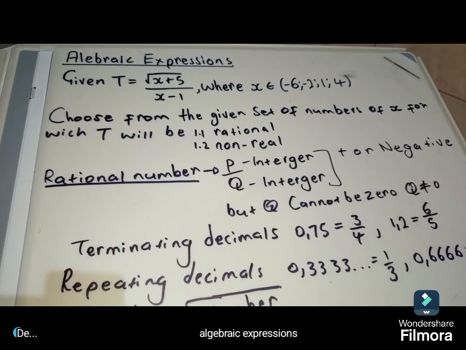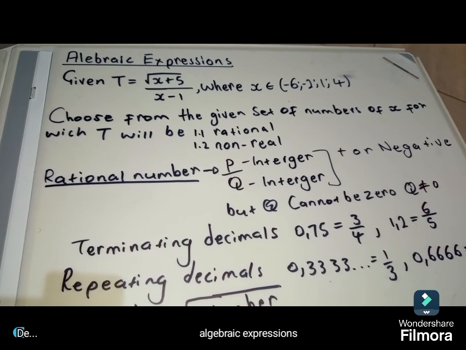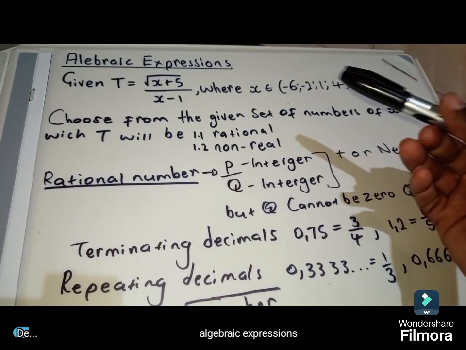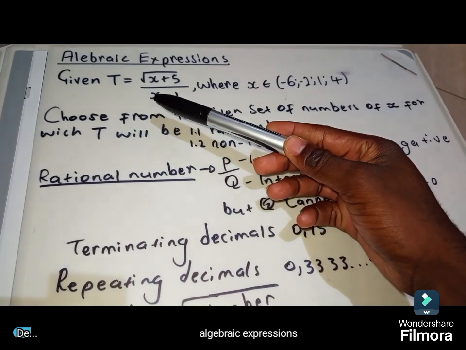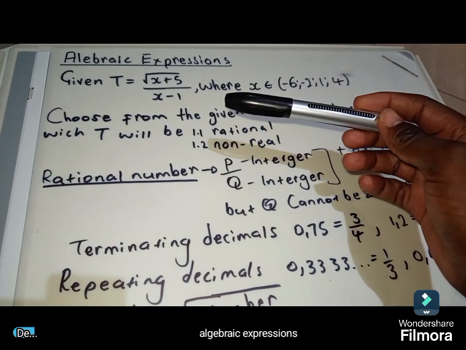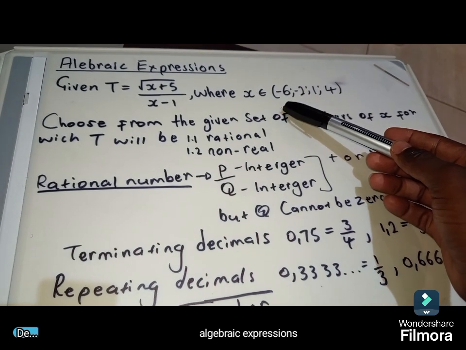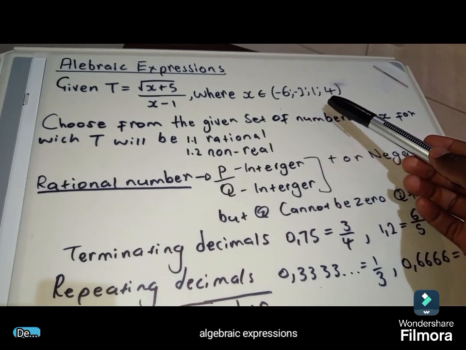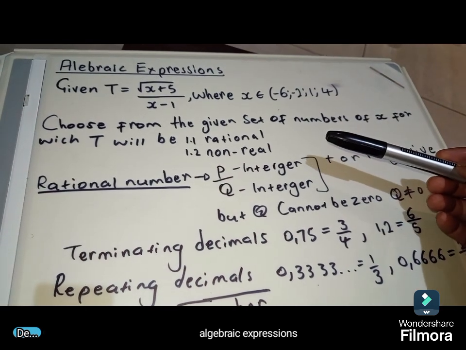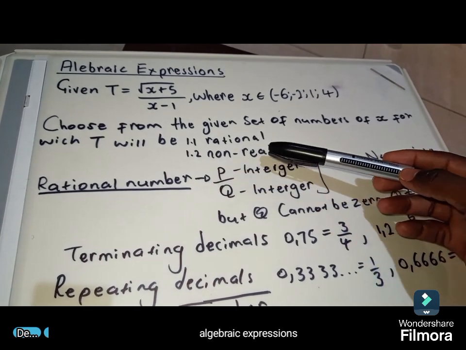So today I am solving grade 10 problems based on algebraic expressions. So we have a problem here. Given t is equal to the square root of (x + 5) divided by (x - 1), where x is an element of {-6, -2, 1, 4}. Choose from the given set of numbers the values of x for which t will be 1.1 rational, 1.2 non-real.